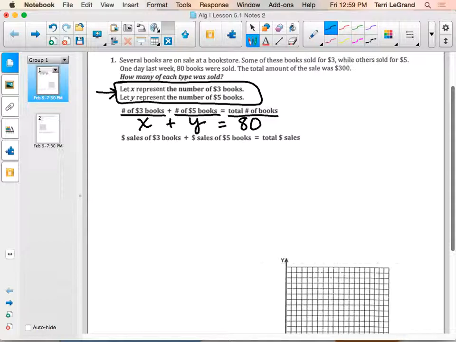So on our system of equations, we're going to have both an x and a y, and we're going to have two equations. Let's go ahead and start our system of equations right over here. Remember, we put that fancy bracket off to the side to show these equations are going to work together. So we have x plus y equals 80. Then I set up here how we could write another equation, and look at what I say we could use. The dollar sales of $3 books plus the dollar sales of $5 books should equal the total dollars in sales altogether.